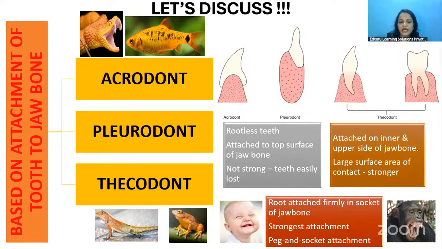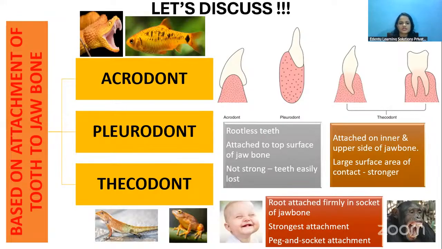If you look at it, acrodont means it is something like a rootless tooth. There will be no socket present. In acrodont and pleurodont, there will be no socket present. The teeth will be something like the crown of the tooth is placed in the bone. That's how it will appear. There will be no socket seen in acrodont and pleurodont types of teeth.